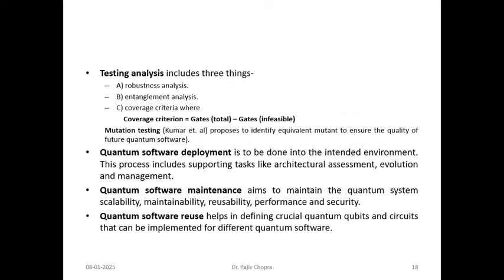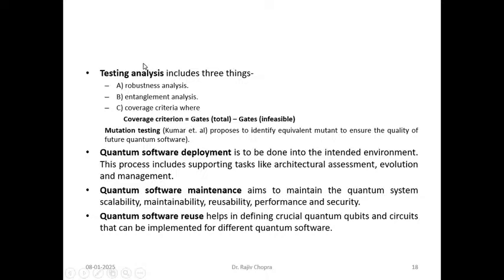In the next slide, I show that when I'm doing testing analysis, I have to do robustness analysis, entanglement analysis, and coverage criteria. So the testing analysis is changing slowly. You can see we are mapping that the coverage criteria is now given by the total gates used in the circuit minus the infeasible gates. Then another researcher, Kumar, and his team have given a description of mutation testing, where they have developed a tool, Muskit, to ensure again the quality of software, because the quality of the software will depend on how efficient your testing is.